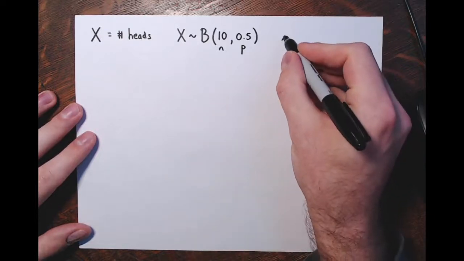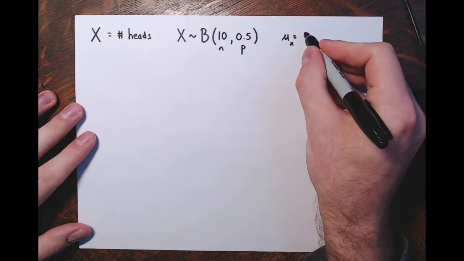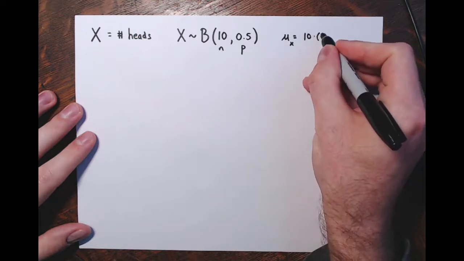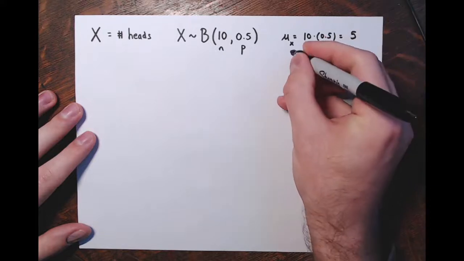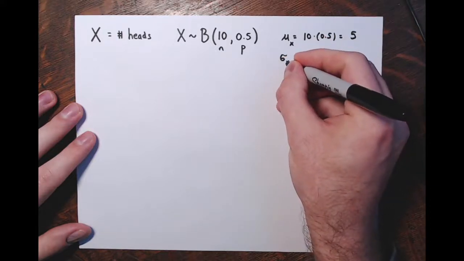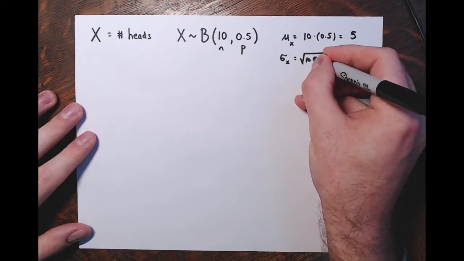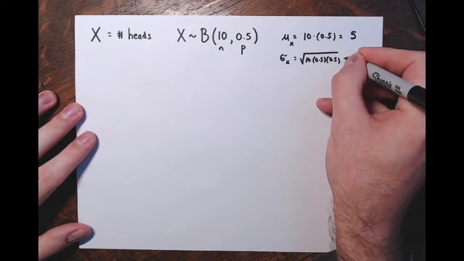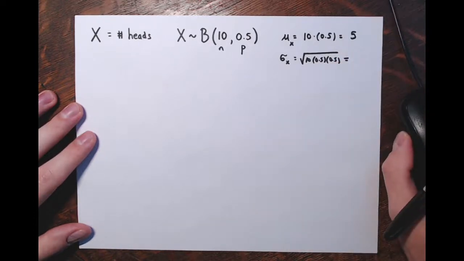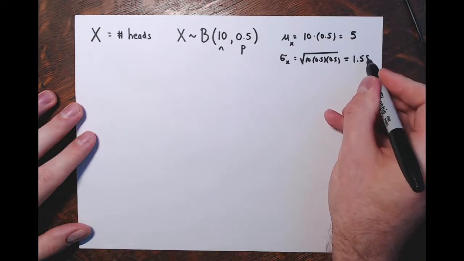And the mean, which we've already discussed, the mean value of x was np, 10 times a half, so 5, and the standard deviation was the square root of npq, 10 times 0.5 times 0.5 again, and that was about 1.5811.